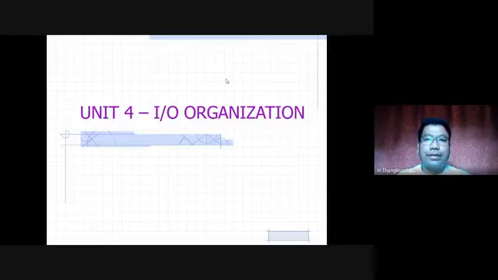Organization and architecture. It's about I/O organization. All right. I/O means input-output organization.